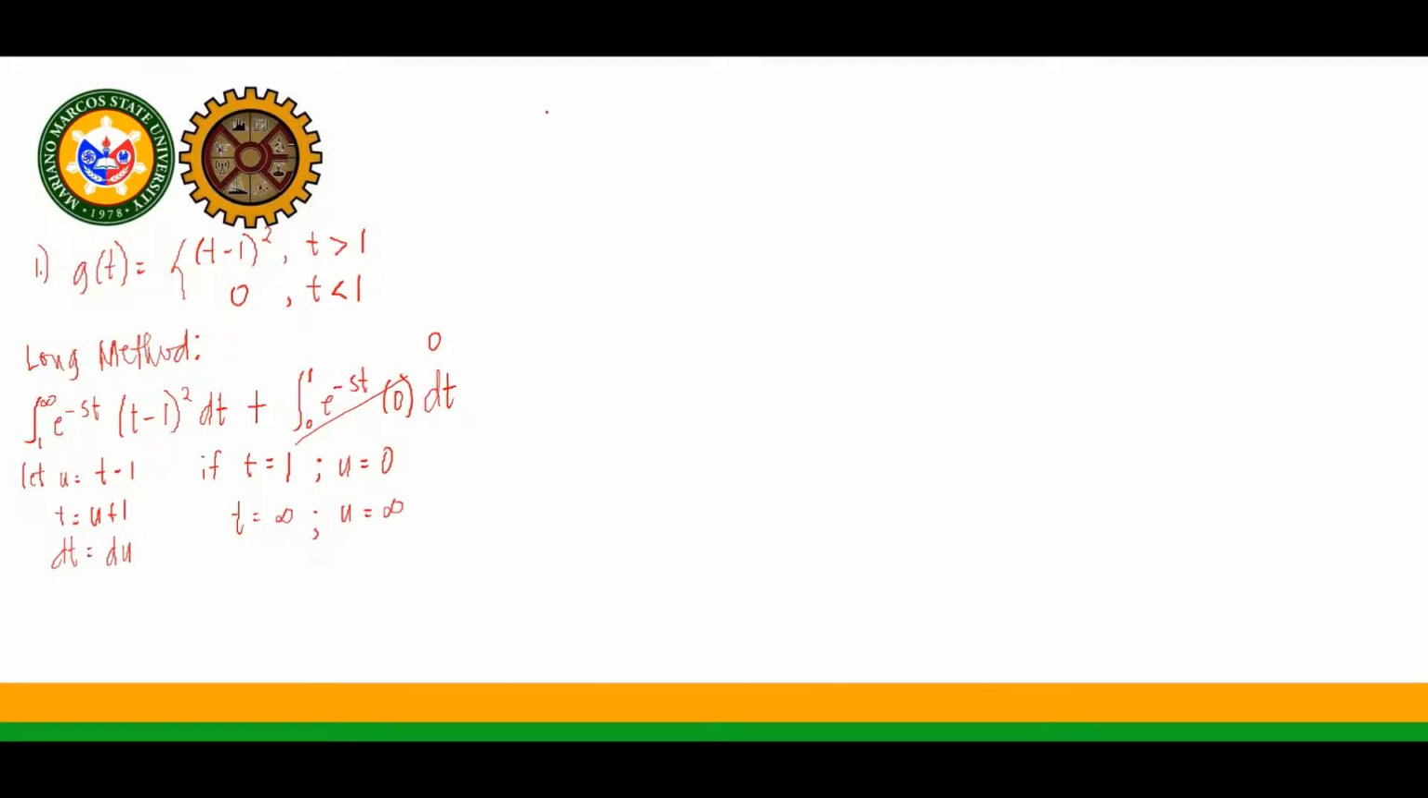Okay? So dito, this will be equal to the integral of e raised to negative s. Tapos, what is t? That is u plus 1. And then, t minus 1 is u. So this will be equal to u squared du. Si dt yan, dt is equal to du. And then, limits from 0 to infinity, since when t is equal to 1, u is equal to 0, and when t is equal to infinity, u is equal to infinity. Okay? So pwede na tayong mag-proceed to integration. Ay, hindi pa pala. Let's simplify further itong exponential function natin.